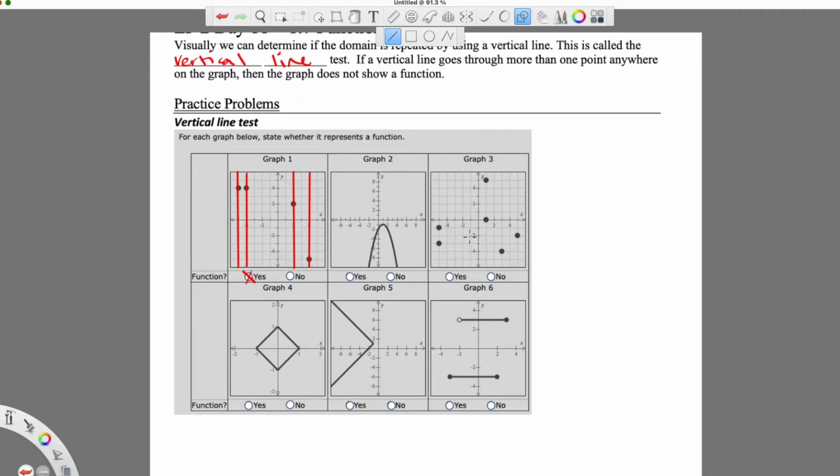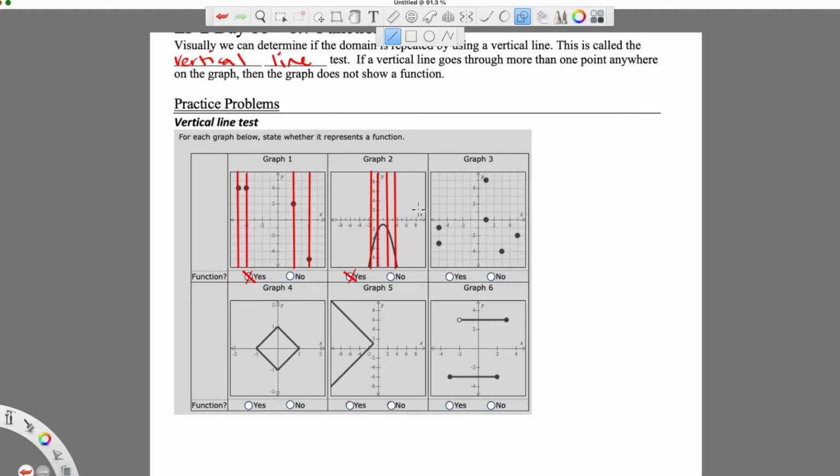All right. So now graph number 2, I can't go through every single point here, but I can draw a couple of lines. I could go right through the center of the graph there. It's only passing at that one point. I could do another one over here, another one over here. So no matter where I go on this graph, I'm only going to pass through what's called a parabola. That's what that arch is called, or arc. It's only going to pass through at one point anywhere on this graph. Doesn't matter how many lines I draw here, one line will only pass through the parabola once. So this one is also a yes. This one works. It's called a function.